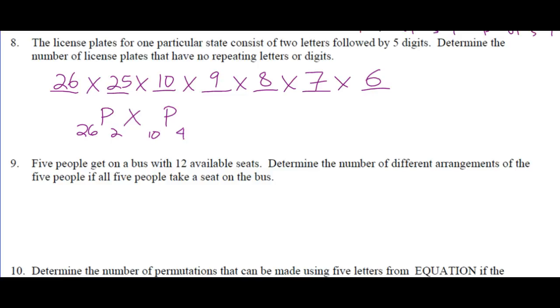It might be written as 26 times 25 times and so on. What does this actually work out to? 656. Or to express that another way, a lot. A lot of different license plates you can make.